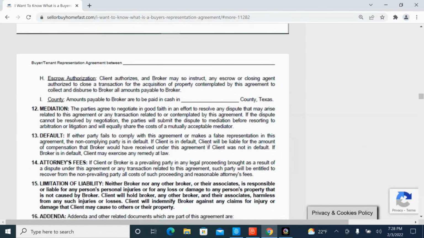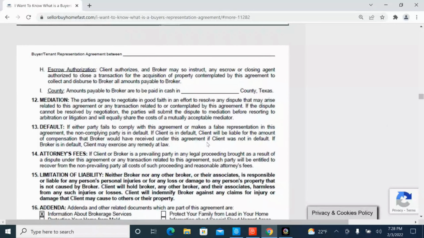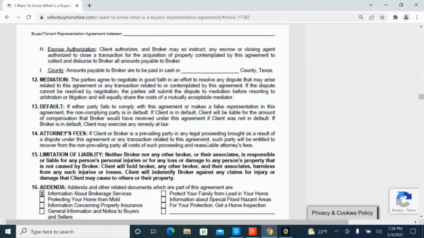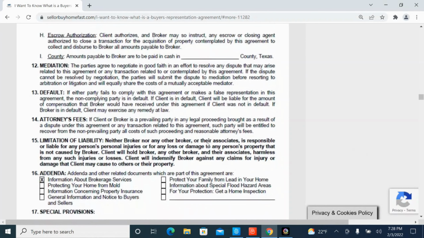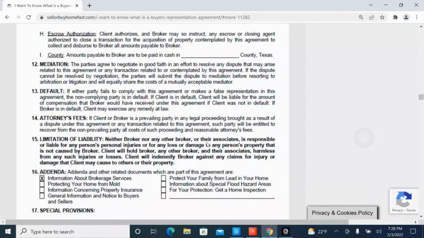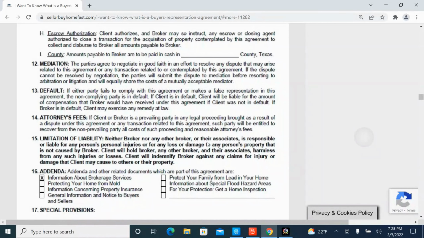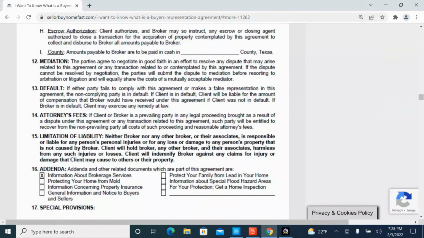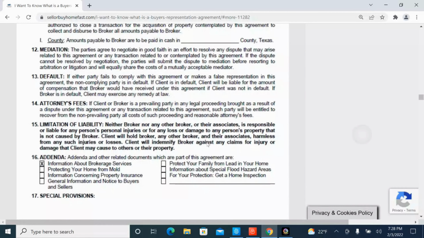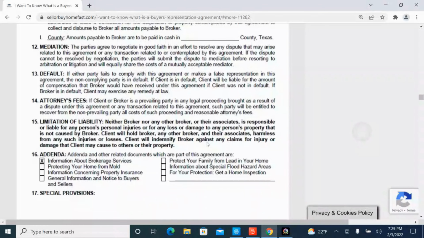Number 8 talks about escrow authorization. Client authorizes a broker to instruct any escrow closing officer authorized to close a transaction for acquisition of property by this agreement to collect and distribute to the broker all amounts paid to the broker. So it lets you know that typically the escrow officer will basically pay the agents, and the agents are paid at closing.